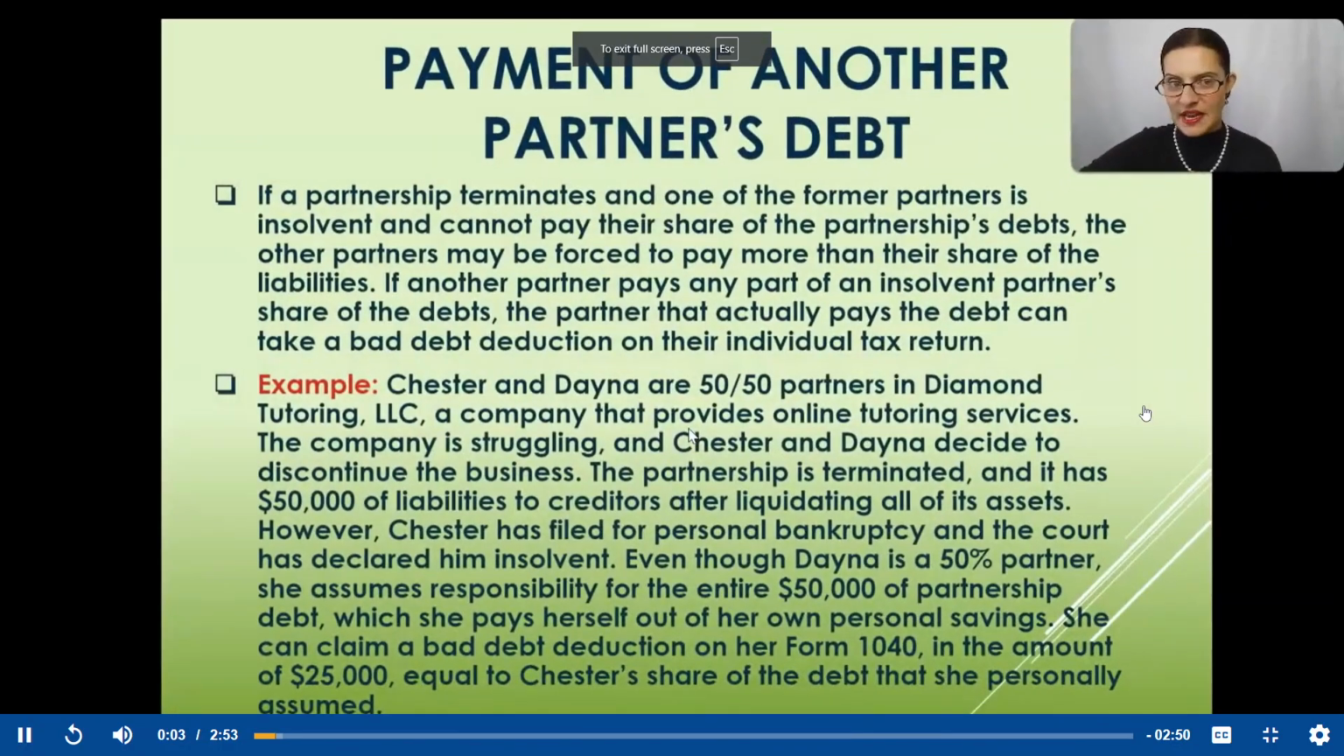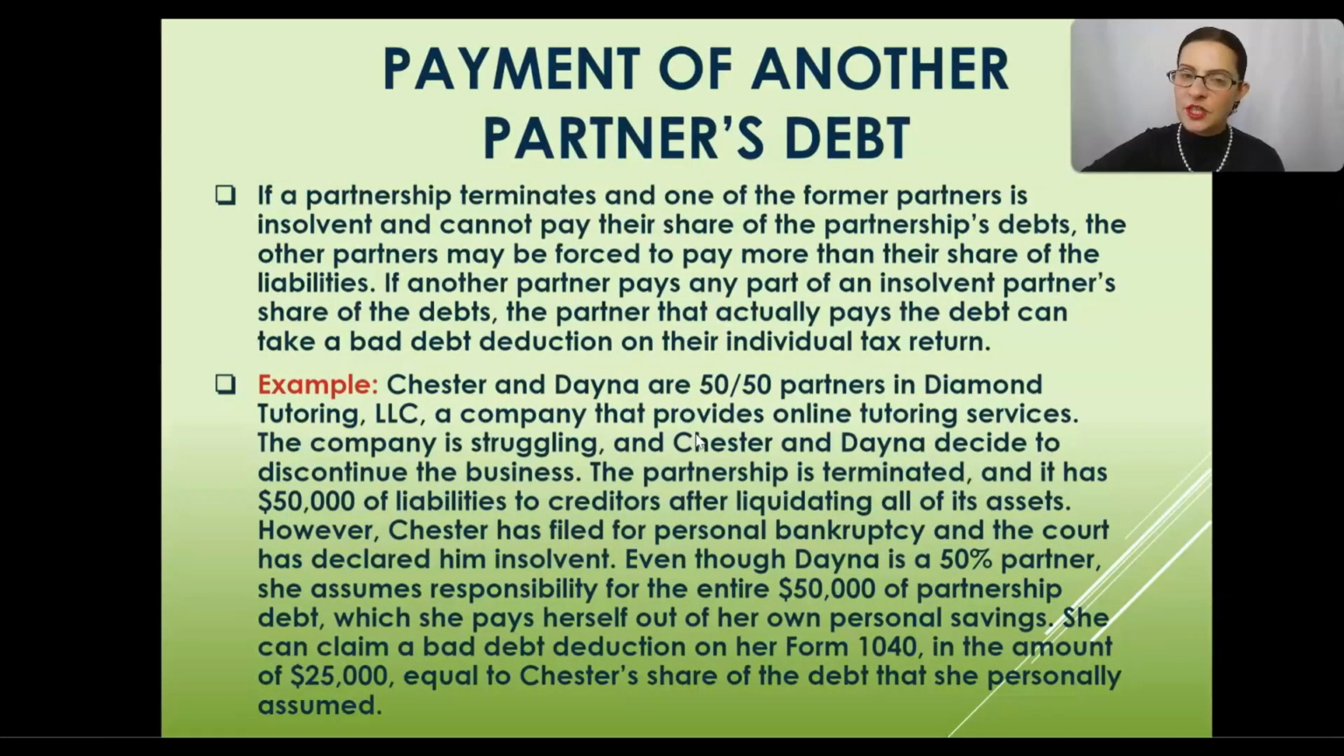Payment of another partner's debt. If a partnership terminates and one of the former partners is insolvent and cannot pay their share of the partnership's debts, the other partners may be forced to pay more than their share of the liabilities. If another partner pays any part of an insolvent partner's share of the debts, the partner that actually pays the debt can take a bad debt deduction on their individual tax return.